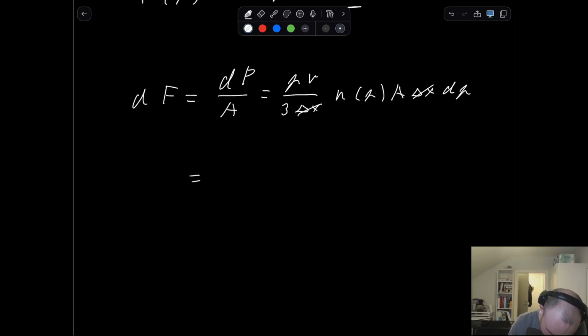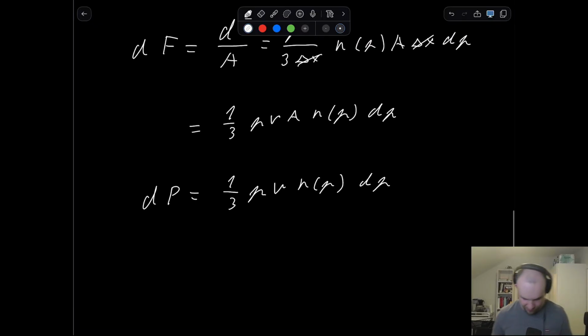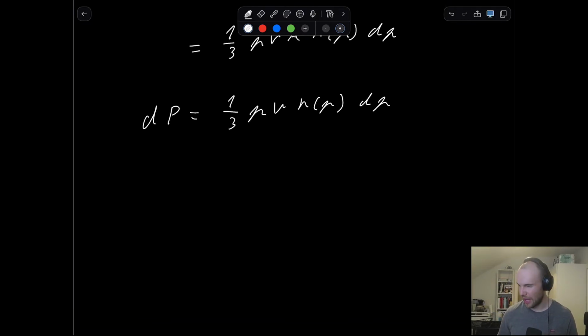Perfect, and this expression here now is just 1/3 P V, then I have A N of P, and then of course dP. And of course, if I now want D pressure, this expression gets even better. I just get 1/3, then I have PV, A goes away, I have N of P, and then dP in the end. Perfect. Very neat, right? Now we have the change in pressure exerted by the particles on that wall, right? That is what we want.